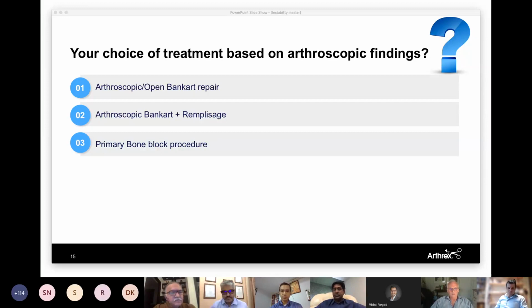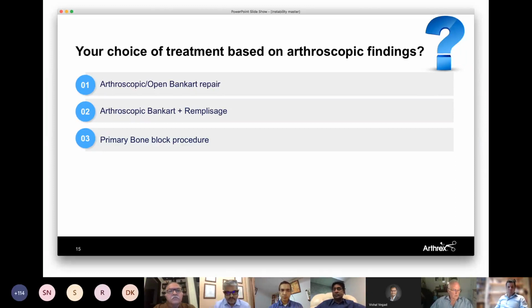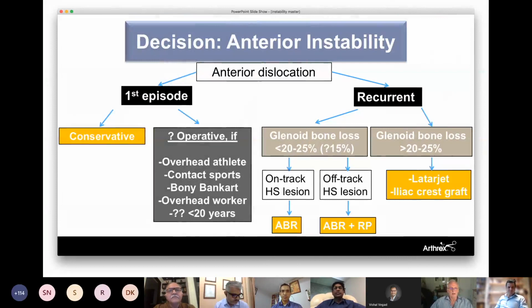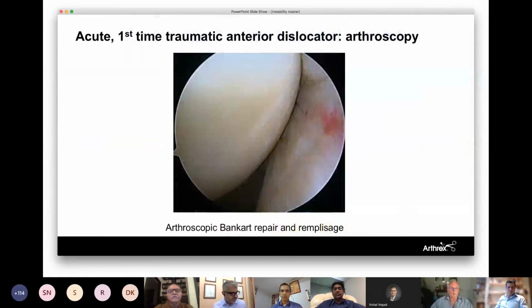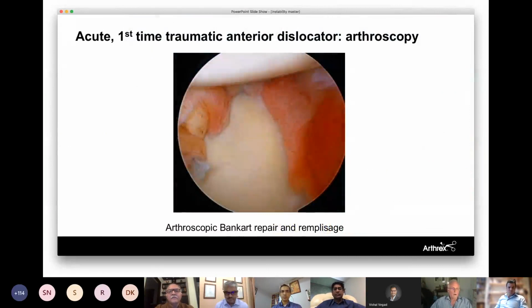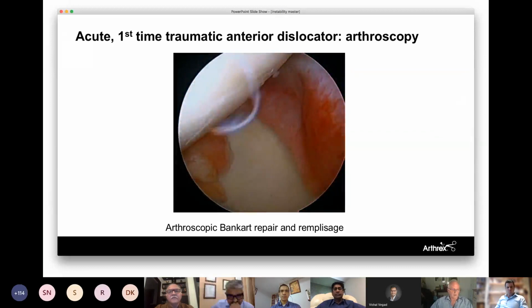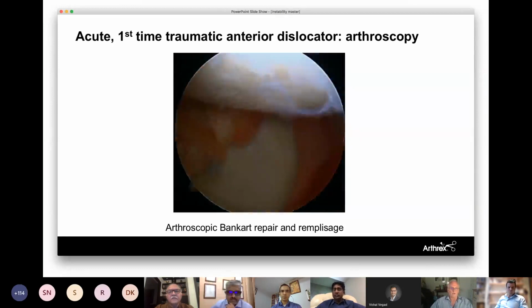Anyway, let's move on a little bit because we are taking rather a long time on this first case. I want to give everybody else a chance. Dr. Pandey, I think you've been through most of this. Yes. So, yeah, thank you. So, what did we do in the end? Excellent looking capsular labral repair and with the extra assurance of your remplissage as well. Fantastic case. I think it really highlights a lot of the controversies which we have with our first time dislocator.